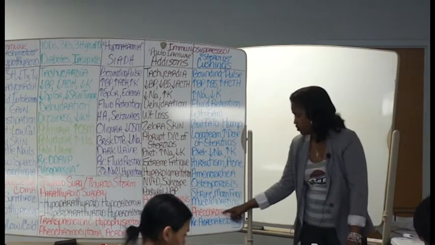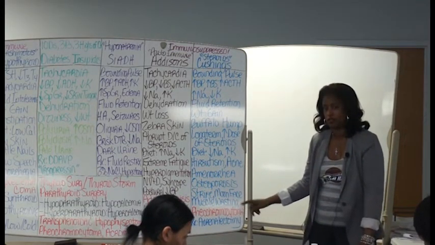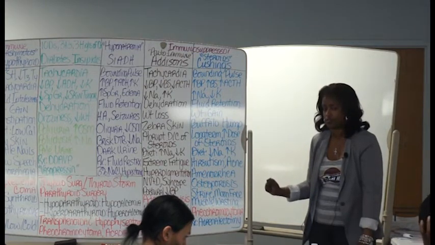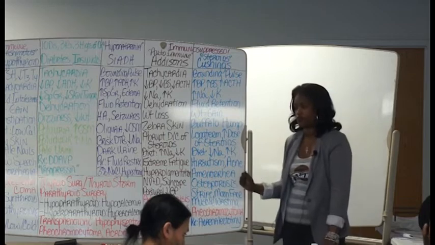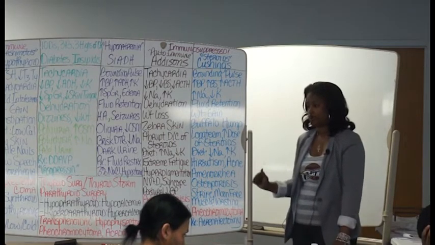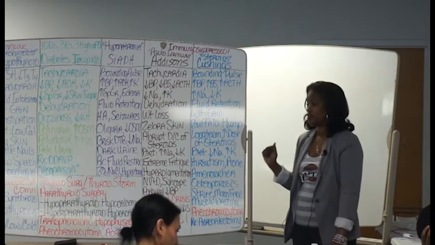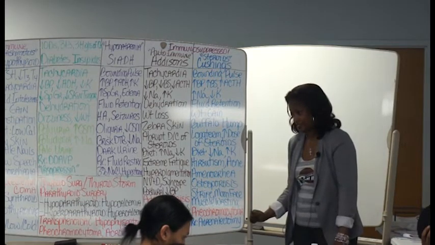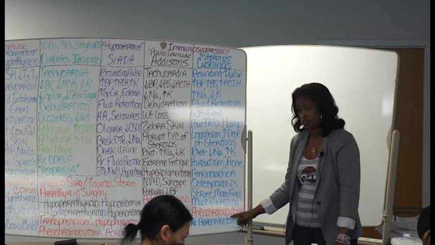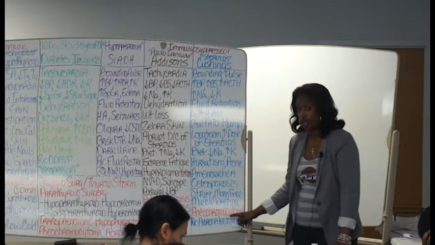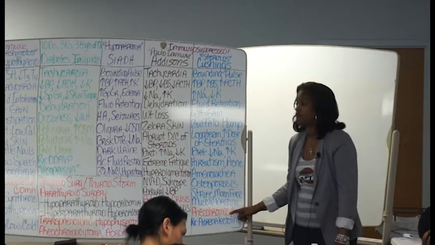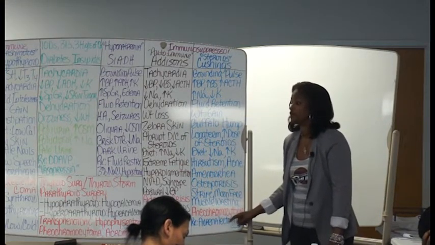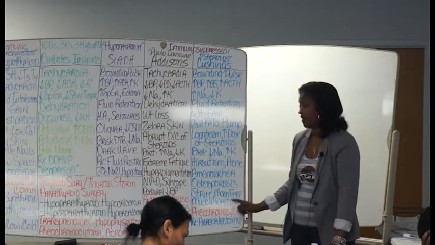For the pheochromocytoma, I want you to put literally hypertensive crisis. That's what a pheochromocytoma will give you. It's going to give you a hypertensive crisis. Your blood pressure will be 300 over 150.